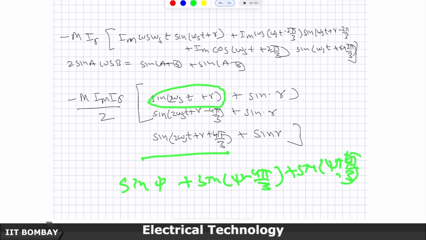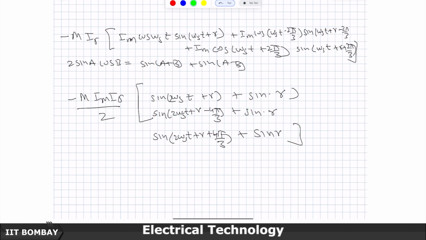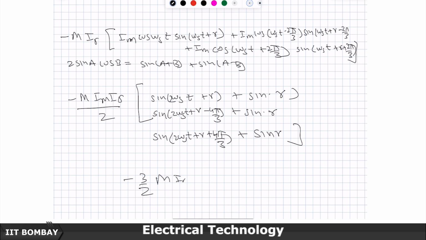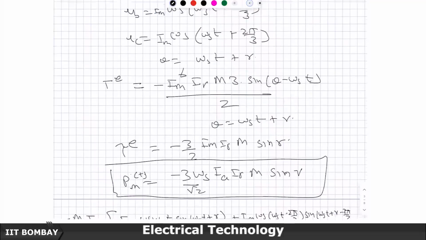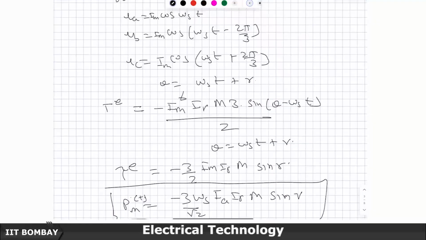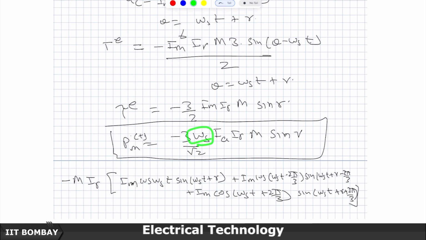They being 3 sinusoidal phasors 120 degrees apart, they sum to 0, and so what remains is the sin of gamma term. So, I will get this as minus 3 by 2 M Im Ir sine of gamma. So, I will get the torque as minus 3 by 2 Im Ir M sine of gamma, and therefore, multiply this by omega s and I will get the power.